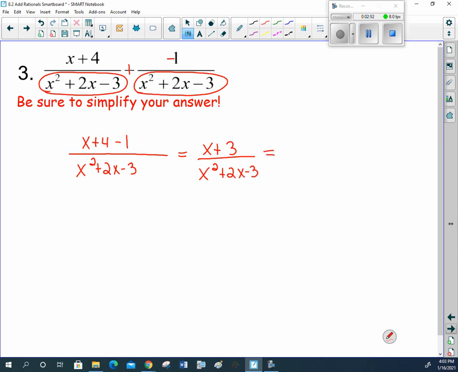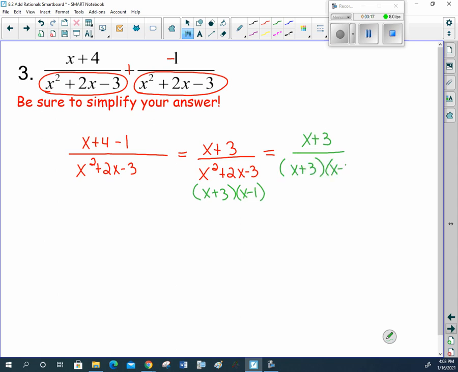Okay, remember we have to make sure that we can't factor and reduce. So in the last section when we had a problem like this, you had to check and see, will it reduce? This factors to x plus 3 and x minus 1. So that's why it's giving you the hint. Make sure that you check to see if it will reduce.